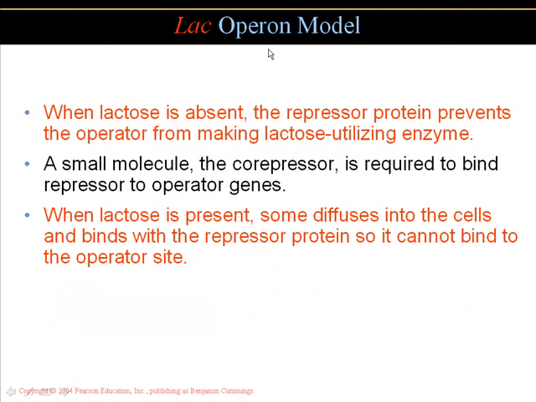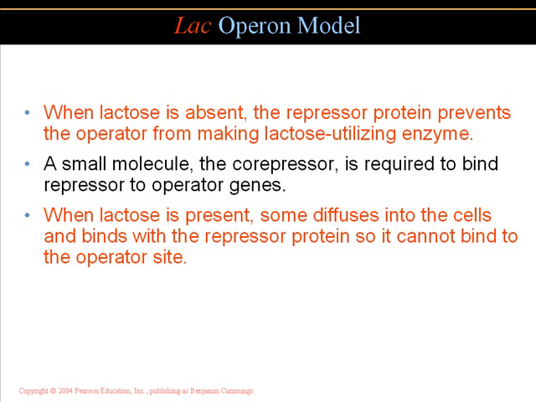Now, the lac operon, again, is what this model refers to. It covers the production of a particular protein, lactase, which is going to be able to help in the catabolism of lactose. When lactose is absent, a repressor protein prevents the operator from making a lactose utilizing enzyme. Now that makes sense when you think about it. And again, this is a model. We're only talking about lactose. We're only talking about E. coli. But this is a model, and you can use this same model when we look at bacteria and we talk about protein synthesis. So yes, I do want you to know the lac operon, but appreciate what we're talking about.